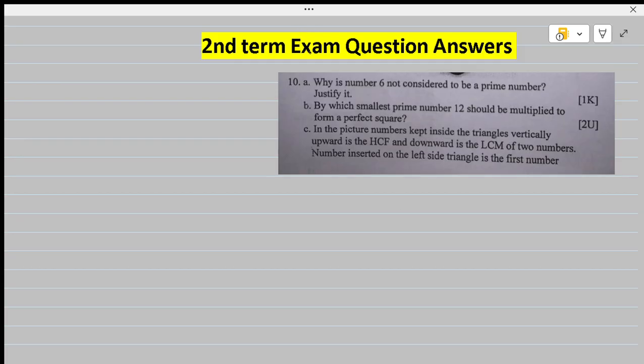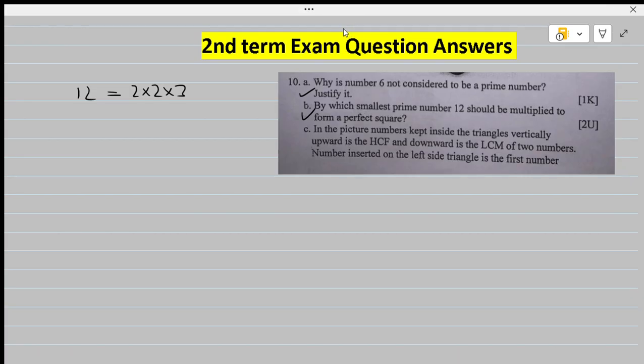So 10 A is made clear. Now 10 B: by which smallest prime number should 12 be multiplied to form a perfect square? For that you have to break down 12 first. 12 is 2 into 2 into 3, so 12 breaks into 2, 2 and 3.